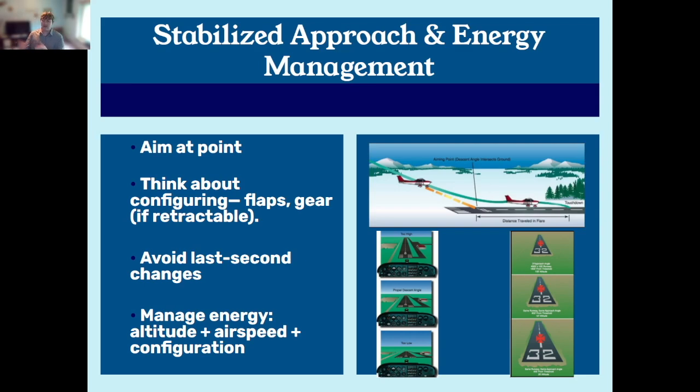So now we have altitude plus our airspeed. Now we're going to add our configuration in, right? We're getting closer to our point, meaning we should probably start thinking about adding in our flaps. Or we're at 1,000 feet about to go below. We should also think about lowering our gear if we have retractable gear. And that is how you get your altitude plus airspeed plus configuration. They all kind of go hand in hand with each other.